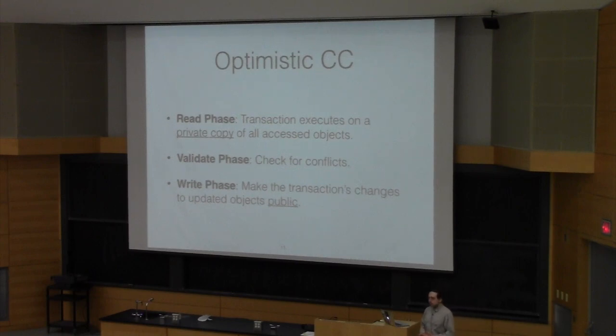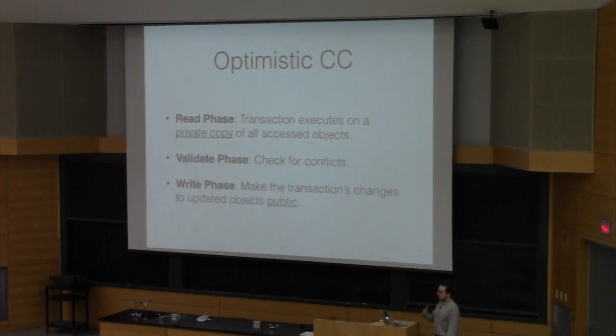In optimistic concurrency control, a transaction breaks down into three phases. The first phase, called the read phase, the transaction basically gets a private copy of the database. And we'll go into how that gets implemented in the next couple lectures. But for now, let's just assume that we have a way of creating a private copy of the database for the transaction to operate on. This is called the read phase. And that's basically what corresponds to the entire transaction in a locking-based approach.